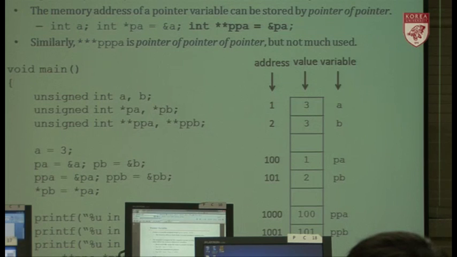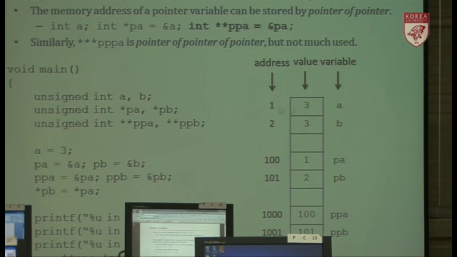Then let me explain about the pointer of pointers. Basically, a pointer variable is also a variable. That means it also needs its own memory space and its own memory address. So the memory address of a pointer variable can be stored by a pointer of pointers.